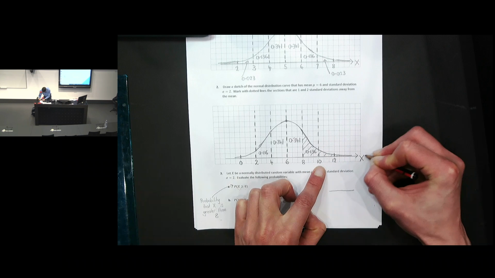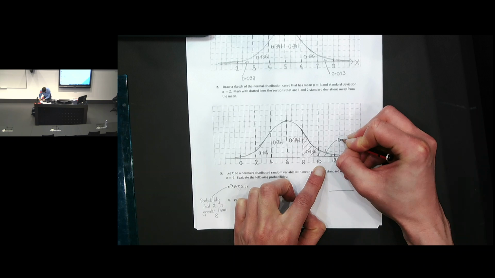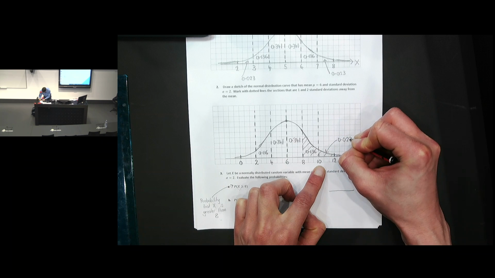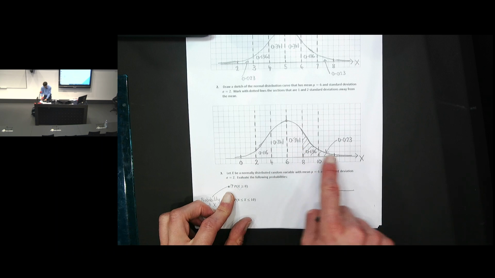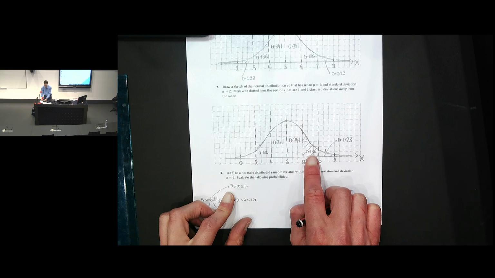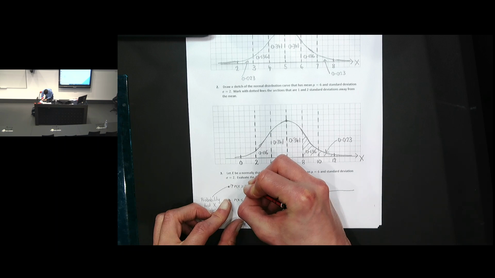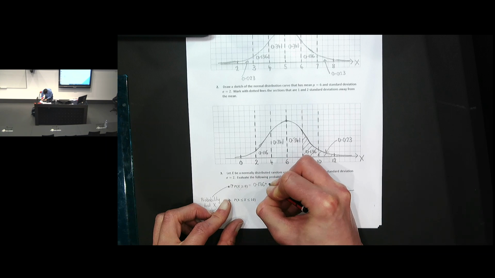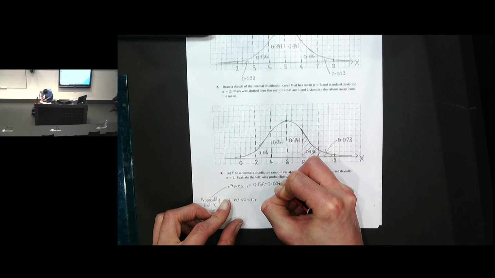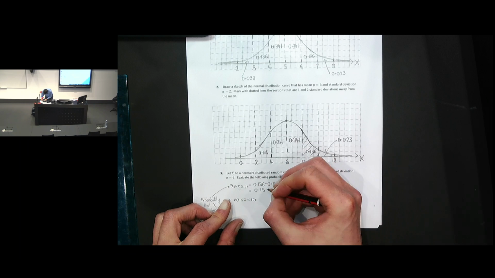Now I just happen to remember that this big long area out here is always going to be 0.023, no matter what the mean and standard deviation is. So in this case, I can see straight away that the area I'm interested in is going to be this 0.136 plus the 0.023. So I can actually write this down immediately. It's going to be 0.136 plus 0.023, which gives us 0.159.